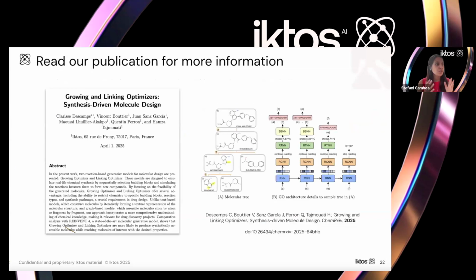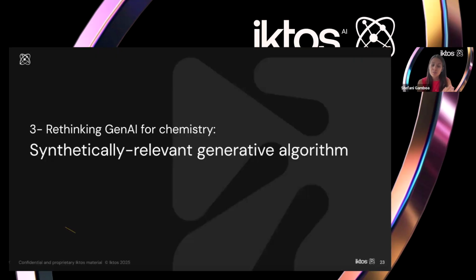So if you want the full details, we laid them out in our preprints. Here we break down how the growing and linking optimizers actually work, how the models are trained, and how the architecture mirrors chemical logic from reaction selection and building block selection to the retrosynthesis tree. So in the previous section, we analyzed how GenAI can effectively be used to allow in silico chemistry experimentation. However, what about synthesizability? For that, we need to review how our algorithm actually works.